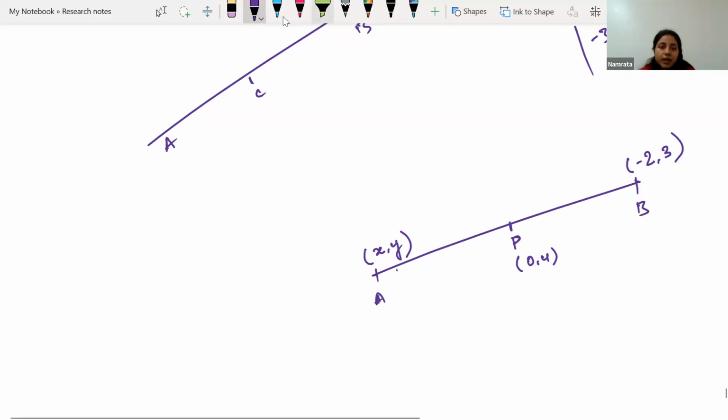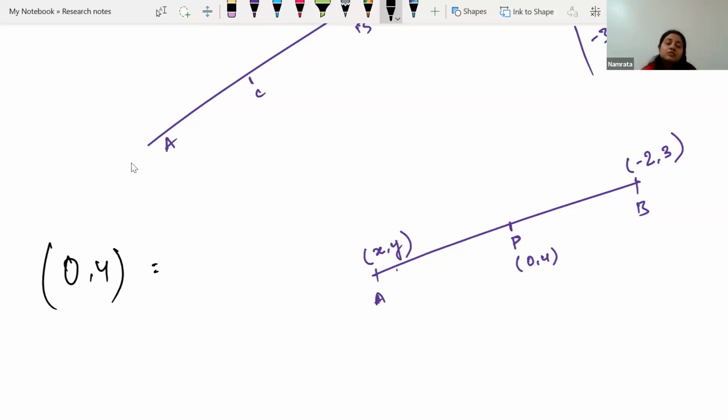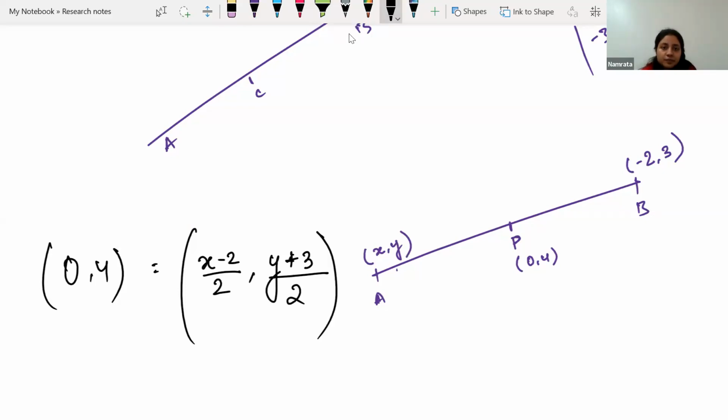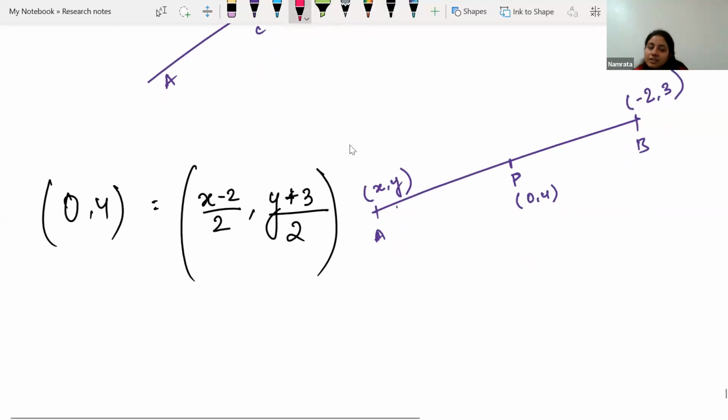Now let's apply the midpoint formula. The midpoint is 0, comma 4. This one we will be able to get by doing x1 plus x2 by 2, y1 plus y2 by 2. That means taking x minus 2 by 2, and y plus 3 by 2. Is it clear? Now whenever we have this type of coordinate, left hand side and right hand side, we can compare the coordinates. We can say abscissa over here is equal to abscissa over here, and ordinate to ordinate.